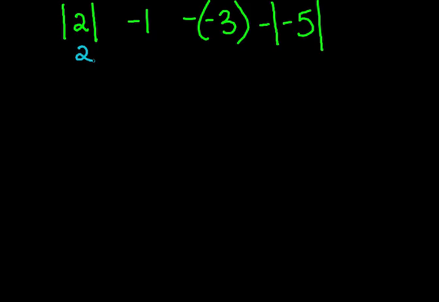The second number is -1. That one doesn't have anything fancy around it. No parentheses, no absolute value signs, so I'm just going to write -1 again. Then, this one has parentheses. It says the opposite of -3. Well, I know where -3 is on a number line. The opposite of a negative would be positive. So this is +3, and this is the opposite of the absolute value of -5. I know that the absolute value of -5 would be +5, and that the opposite of that would be -5.